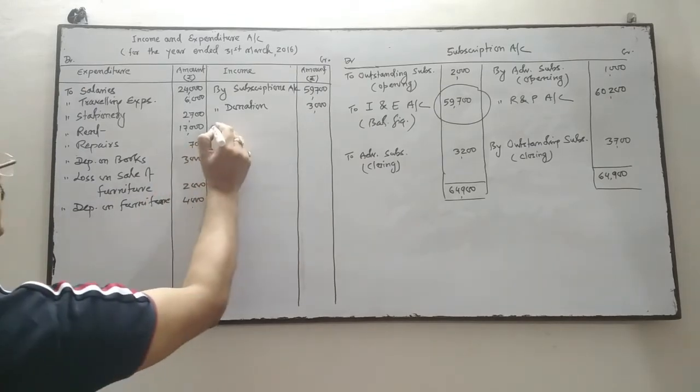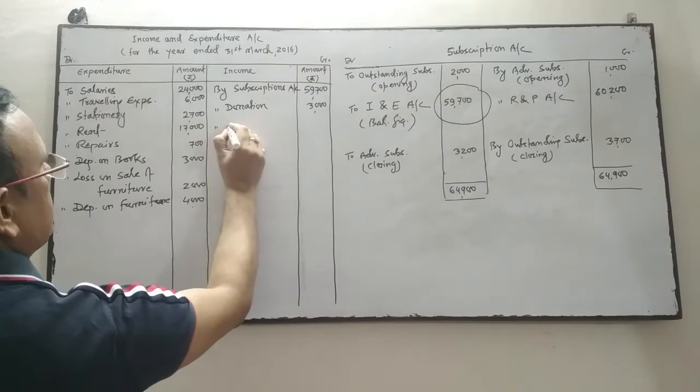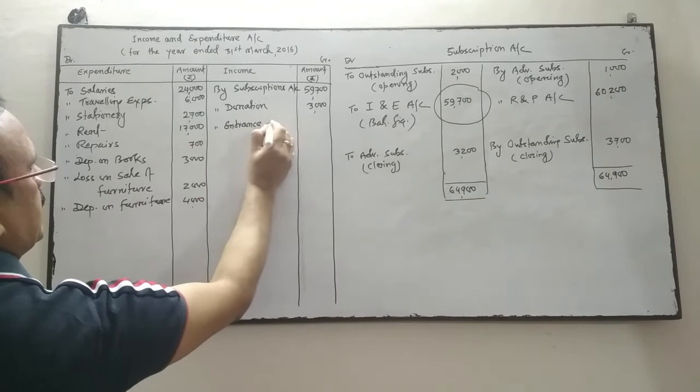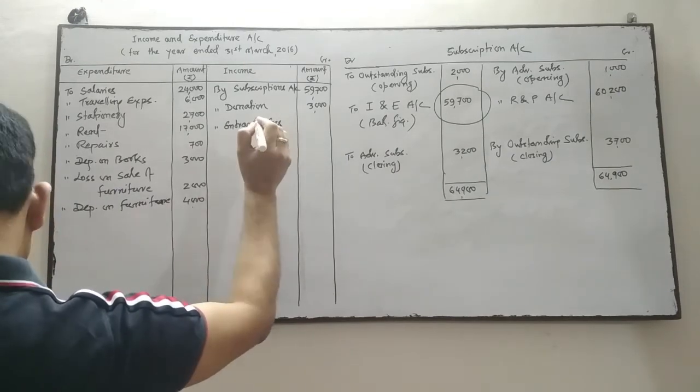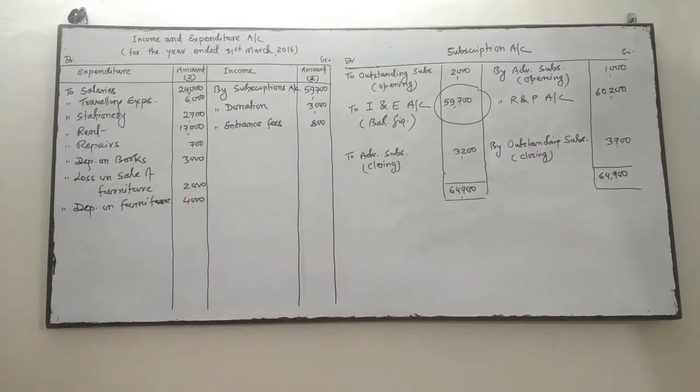Next item is entrance fees. Entrance fees is 800 and it is a very nominal amount. So this entrance fees I am treating as a revenue income, because the amount is very less and no other information has been given whether it will be a capital receipt or revenue receipt. So in the absence of information, I consider that this is revenue income.